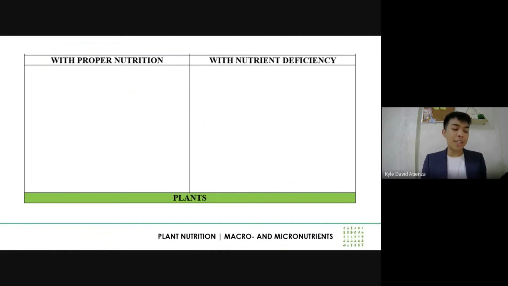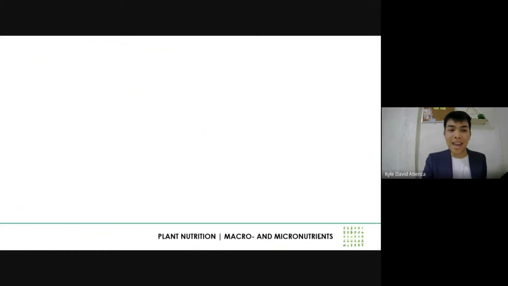Lastly, if nutrient deficiency has negative effects on plants, do you think nutrient oversufficiency also has negative effects? So if you believe that nutrient deficiency has a negative effect on plants, do you also believe that overnutrition or oversufficiency of nutrients on plants also has negative effects? So after that, we will now proceed with our formal discussion.